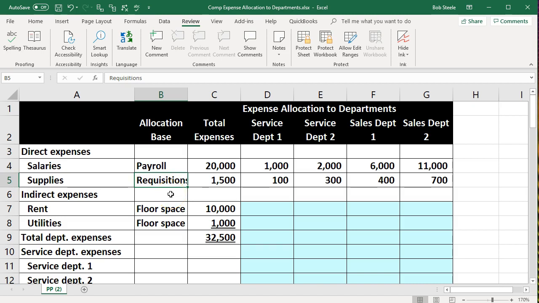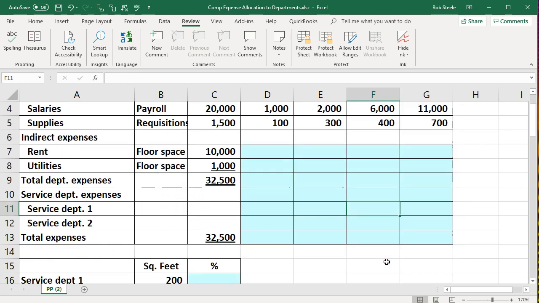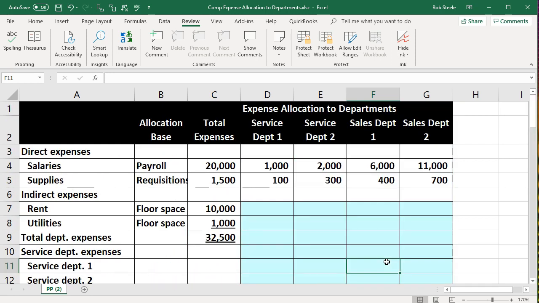In this presentation, we will work a problem related to expense allocation to departments. The information is going to be in white that we're then going to use to fill out the parts in blue as we go through the worksheet. Our information up top will start with our table. We have the expense allocation to departments.